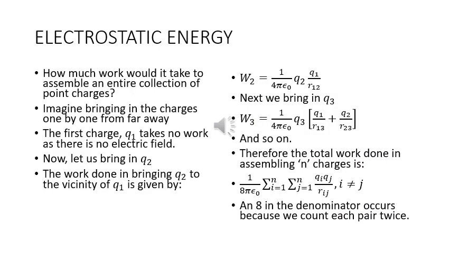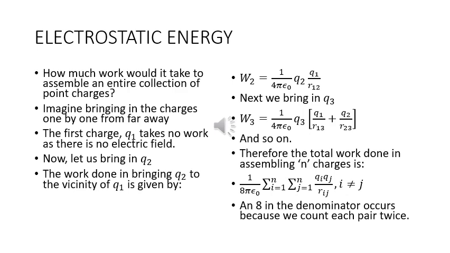We need to find out how much work it would take to assemble an entire collection of point charges. Imagine bringing in the charges one by one from far away. The first charge Q1 takes no work as there is no electric field. Now, let us bring in a charge Q2. The work done in bringing Q2 to the vicinity of Q1 is given by W2 equals 1 upon 4 pi epsilon naught Q2 Q1 upon R12.